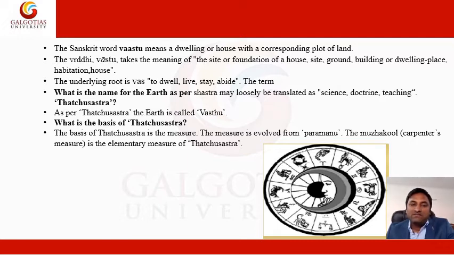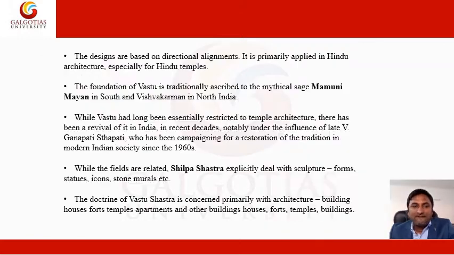And what is the basis of Vastu Shastra? The basis of Vastu Shastra is the measure. The measure evolved from the Paramanu and the Musthi. The carpenter's measure is an elementary measure of Vastu Shastra. The designs are based on directional alignment. It is primarily applied in Hindu architecture, especially in Hindu temples. The foundation of Vastu is traditionally ascribed, as the mythology says, to Mamuni Mayan in the south and Vishwakarma in North India.